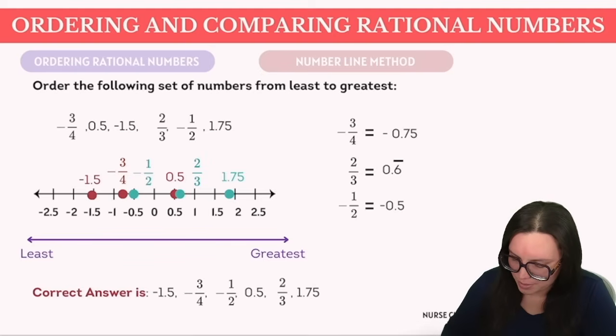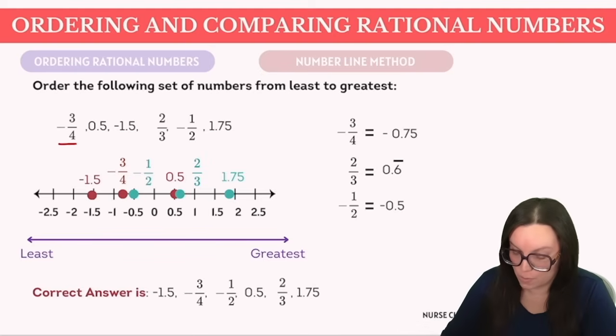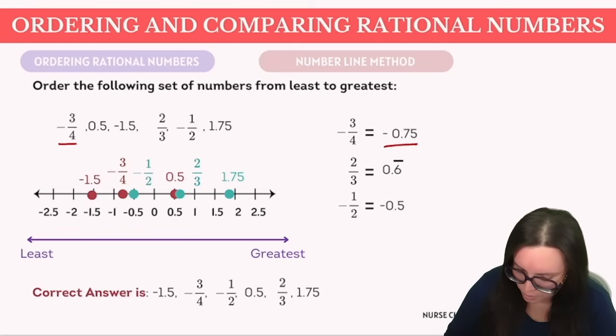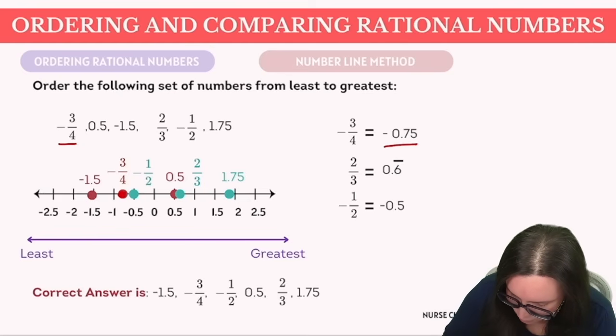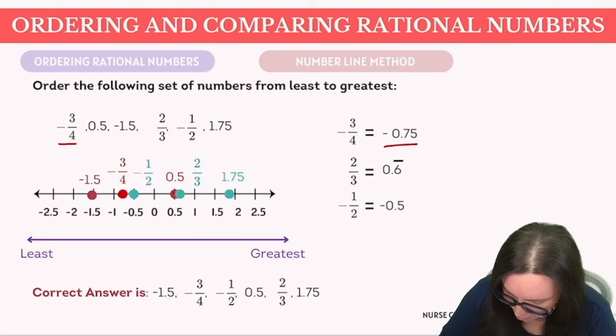So let's examine this process. So we start with the number -3/4. So when we do our conversion, -3/4 is going to give us -0.75. So we're going to mark it on our graph right here. Next we have 0.5. 0.5 is going to be more on the right side of our number line.